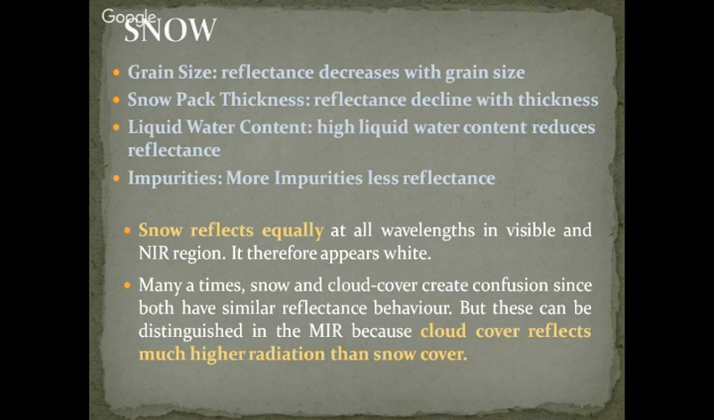Thicker snow cover means that snow has been deposited in that particular area for a very long period of time, and therefore its physical properties have changed because of changing temperature conditions, or changing pressure conditions, or due to introduction of impurities in that surface. So thick snow cover will reflect less, whereas thin fresh snow will reflect higher energy, and therefore it will appear very bright.